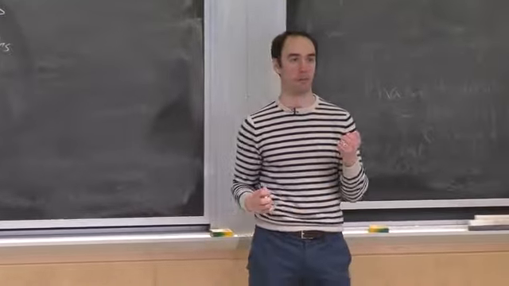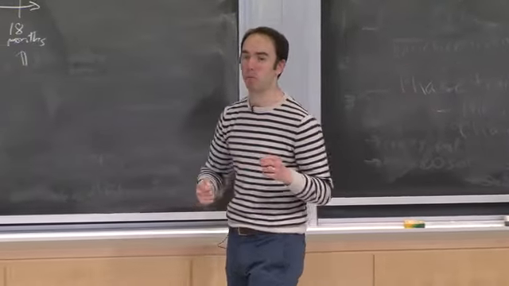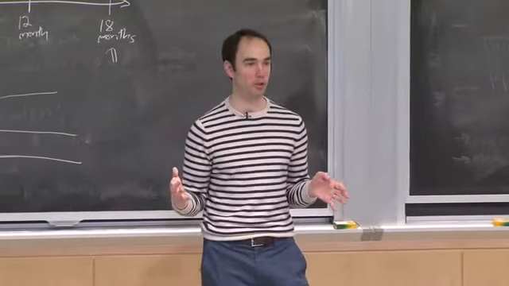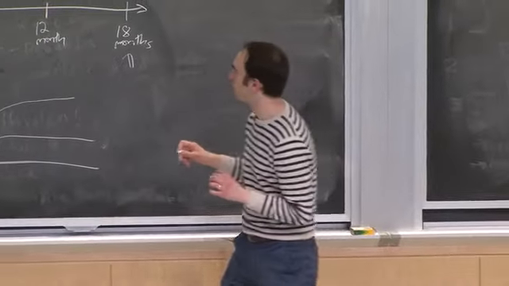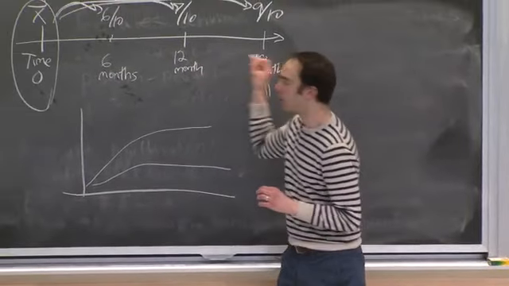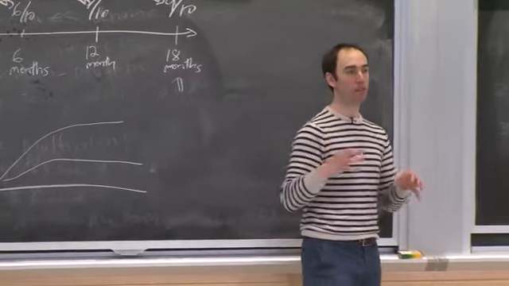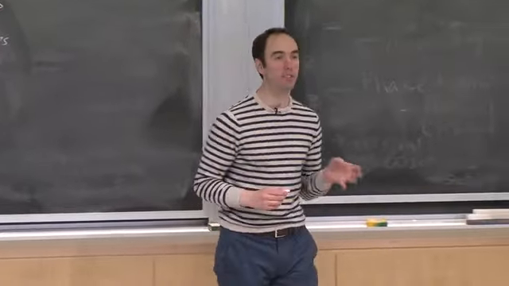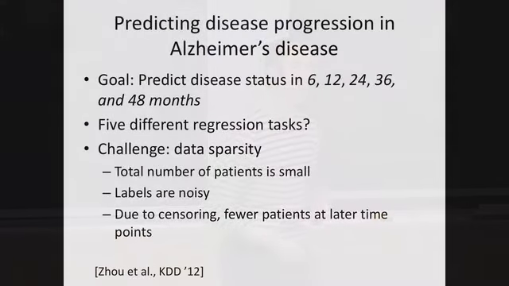So the method I'll be talking about today is, in fact, what I view as the simplest possible approach to this problem. It's going to be a direct prediction approach. We're going to predict each of the different time points independently, but we will tie together the parameters of the model, as was suggested, using a multitask learning approach. The reason we want to use multitask learning is because of data sparsity.